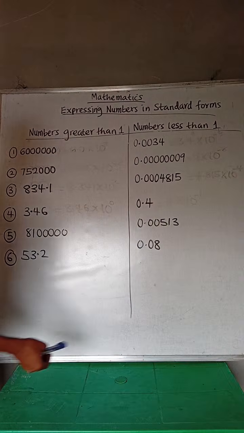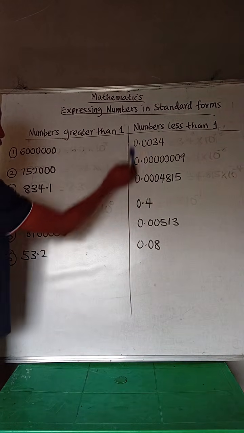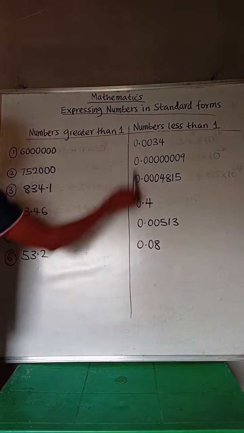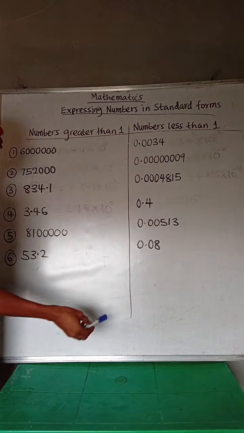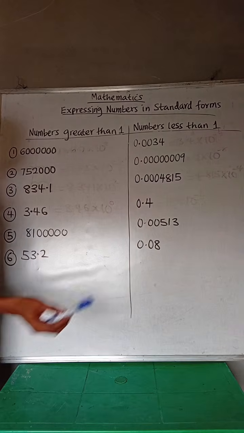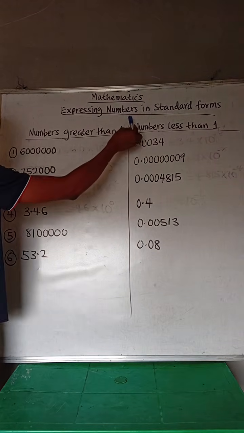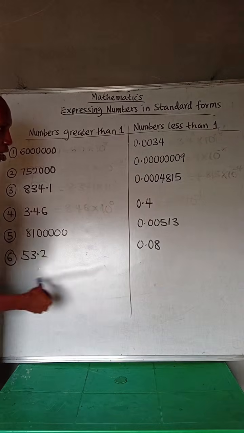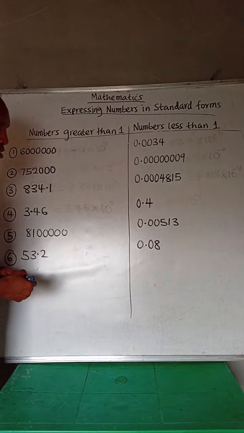The numbers that are less than 1 are on the right side of the board. They all begin with 0 and a decimal point. Any number that starts with 0 and a decimal point is less than 1. Such numbers have negative powers in their standard forms. If the number begins with 0 and a decimal point, that number is less than 1, so the power of 10 is going to be negative.